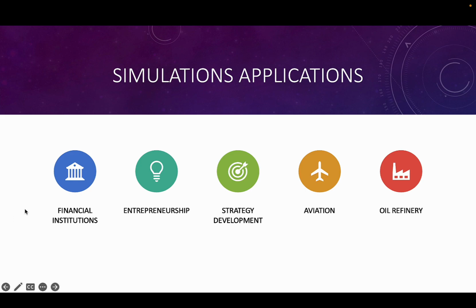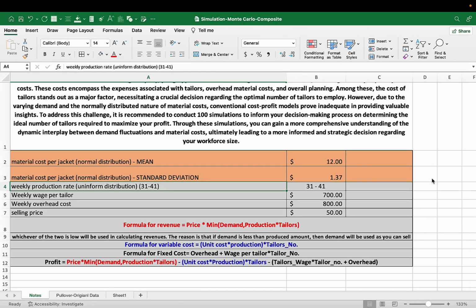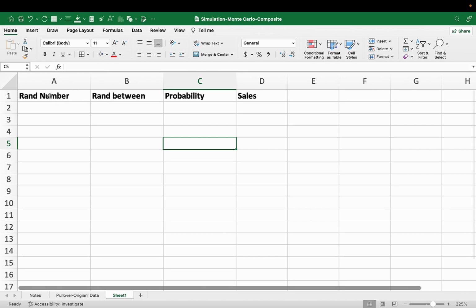And in entrepreneurship, whenever you want to make new decisions, or you want to use some existing technologies and put them to a new application, again you will use simulations. Strategy development, aviation, and oil refineries, where you want to assess a certain risk, you do all these simulations. Now I will explain how to do simulations using Microsoft Excel. Before that, I will start with some basic commands that are used in simulations. So it's important that you learn these.